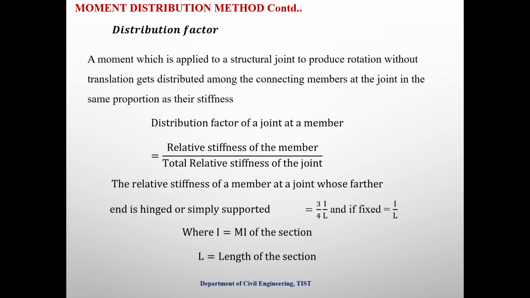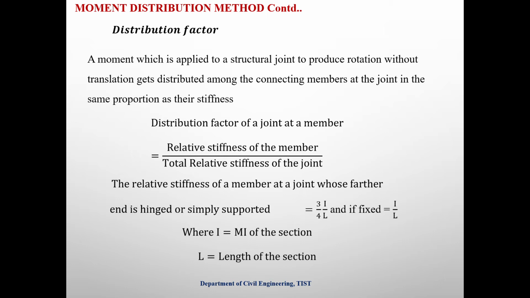The next term is distribution factor. That means if a particular joint is connected by more than one member, the moment at that joint should be distributed to these members based on some proportion. That proportion is known as the distribution factor. A moment which is applied to a structural joint to produce rotation without translation gets distributed among the connecting members at the joint in the same proportion as their stiffness.